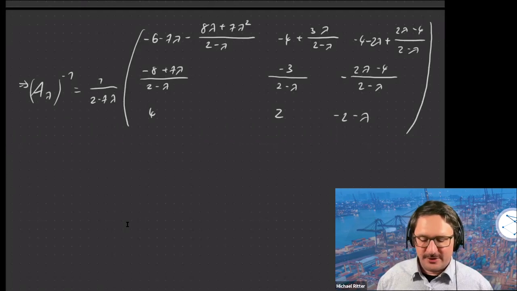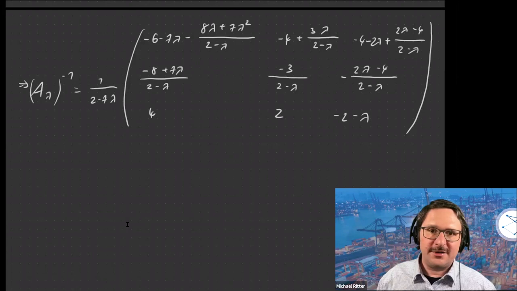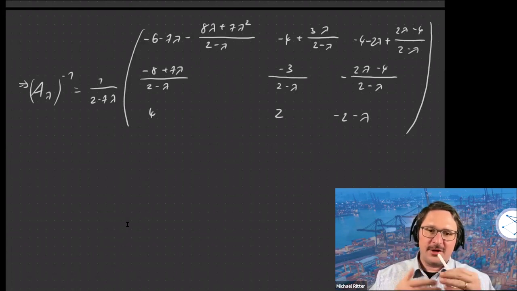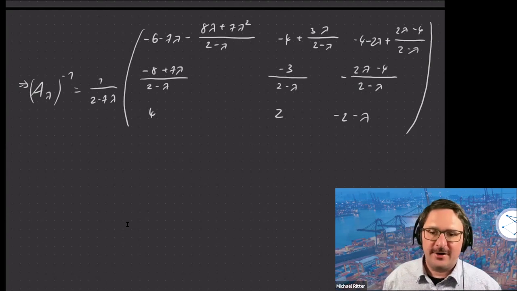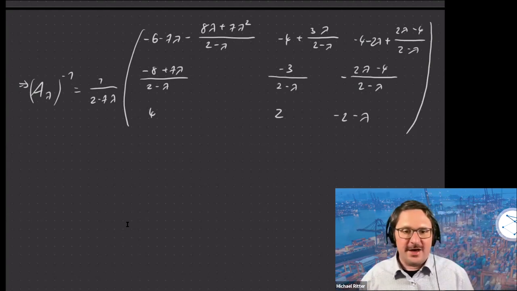So you notice I assume that lambda is not equal to 2, and I assume that lambda is not equal to 2 over 7, because otherwise I would have divided or multiplied by factors of 0 somewhere. And of course, I cannot do that.